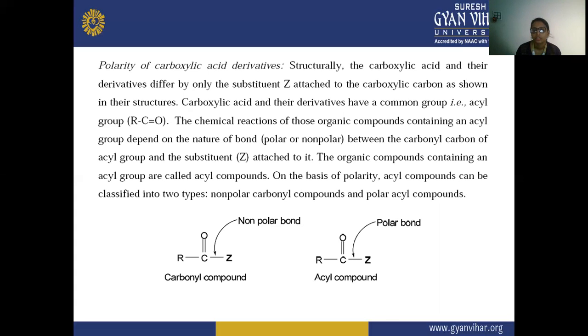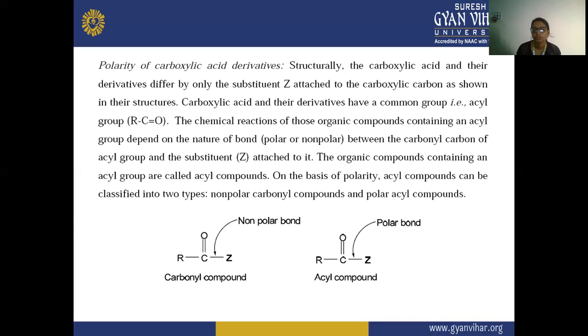The carboxylic acid and their derivatives have a common group, that is the acyl group. So they are having a common group. This RCO is attached because from the carboxylic acid, only the OH is replaced. So this RCO part is common to all the carboxylic acid derivatives.